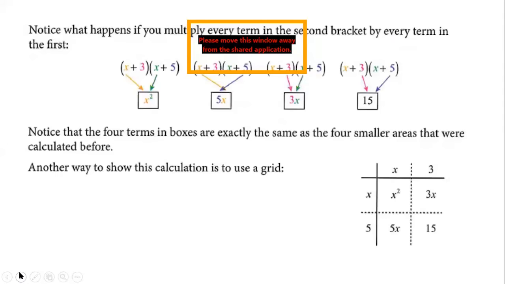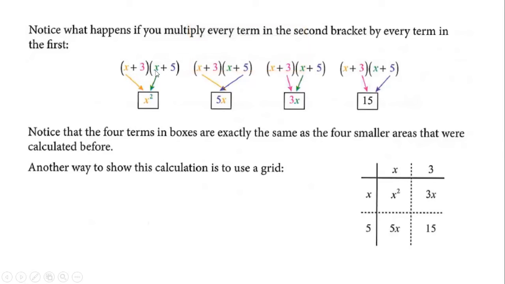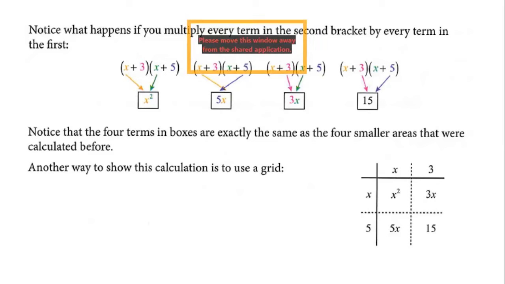Okay, notice what happens when you multiply every term in the second bracket by every term in the first. So let's turn back again to the same example. Multiplying x plus 3 with x plus 5 and trying to multiply each term by each term means you have four different possibilities, because you multiply this yellow x with a green x, then yellow x with 5 to get 5x, then 3 with x to get 3x, then 3 with 5 to get 15. And when you add them up, you get the same thing that you have done in the previous page.